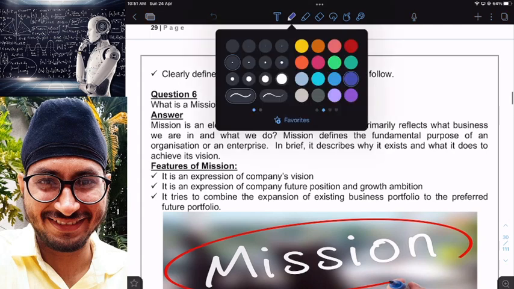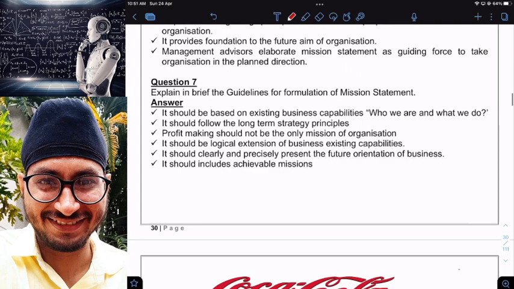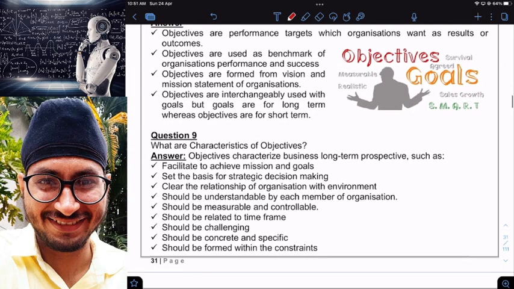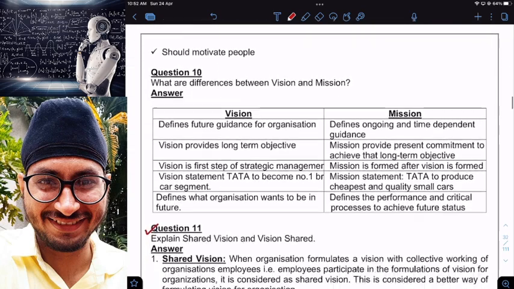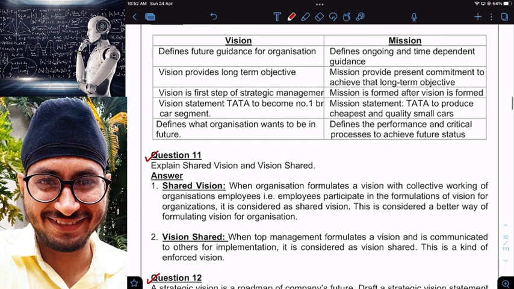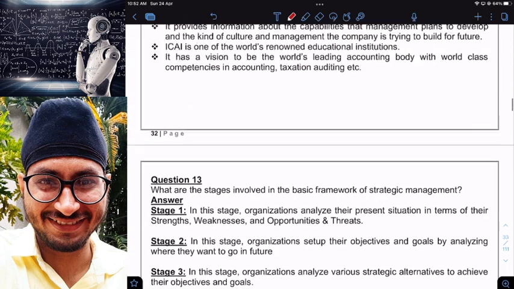Sir, question number 6. Okay, question number 6. What is a mission and what are the objectives of a mission? Done. Guidelines to form a mission statement also we have done. Write a short note on objectives, we have done. Features of objectives, we have done. Vision versus shared vision, we have done. Strategic vision is the roadmap of the continuous future, we have done.